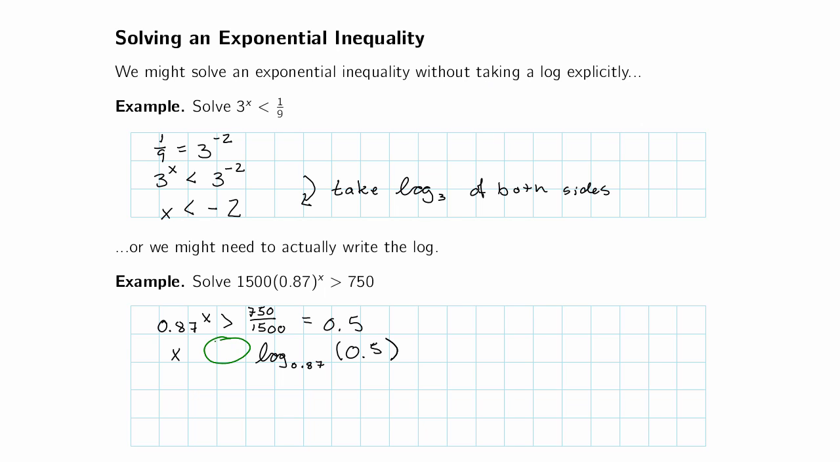And what inequality sign do I need? Well, what I've just done was to take the log base 0.87 of both sides. And of course we know that 0.87 is less than 1. So that reverses the inequality. We'll have x is less than the log base 0.87 of 0.5.